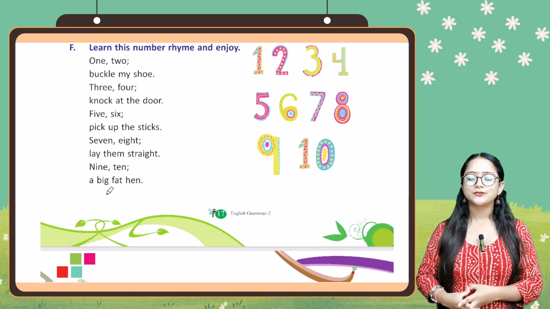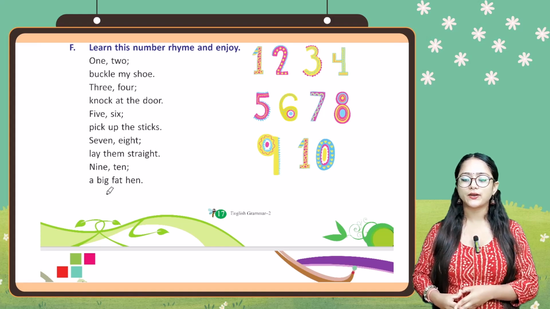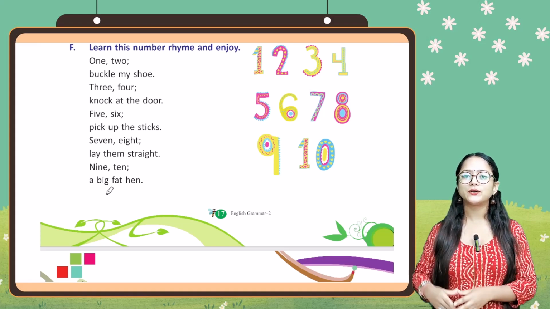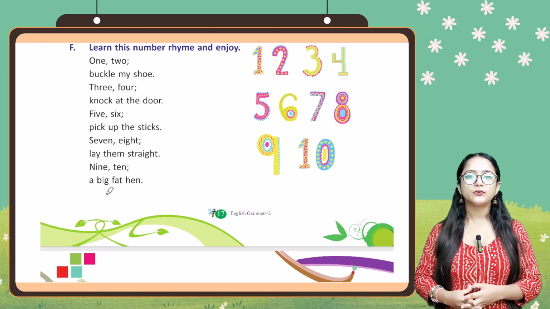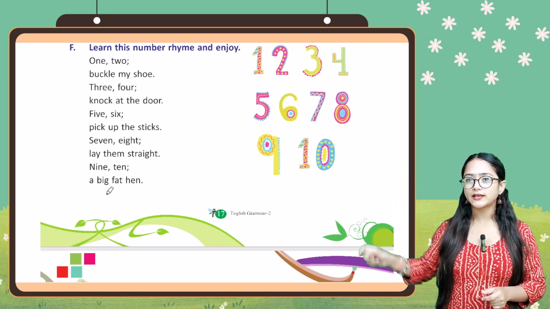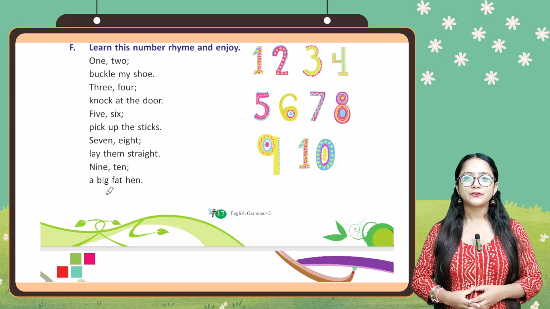So you have to recite this poem again and enjoy it. I hope students that you understood this chapter, and your homework is you have to do the exercise part of this chapter.